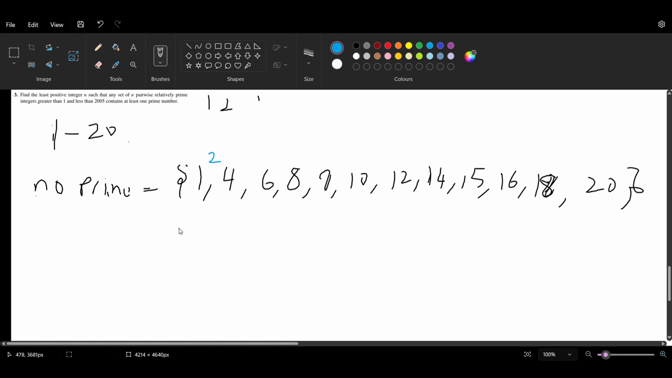So let's go back to the original question. They gave us from 1 to 2005, but let's change it from 1 to 20. All right, 1 to 20.